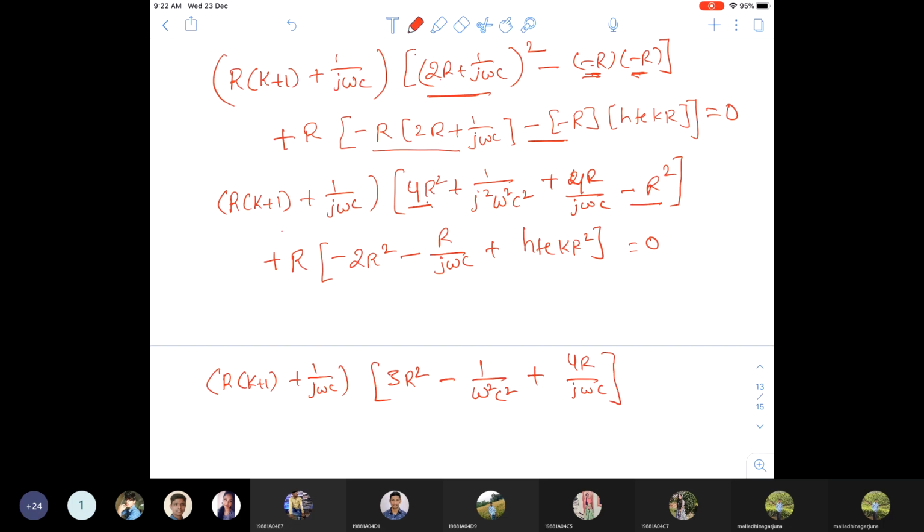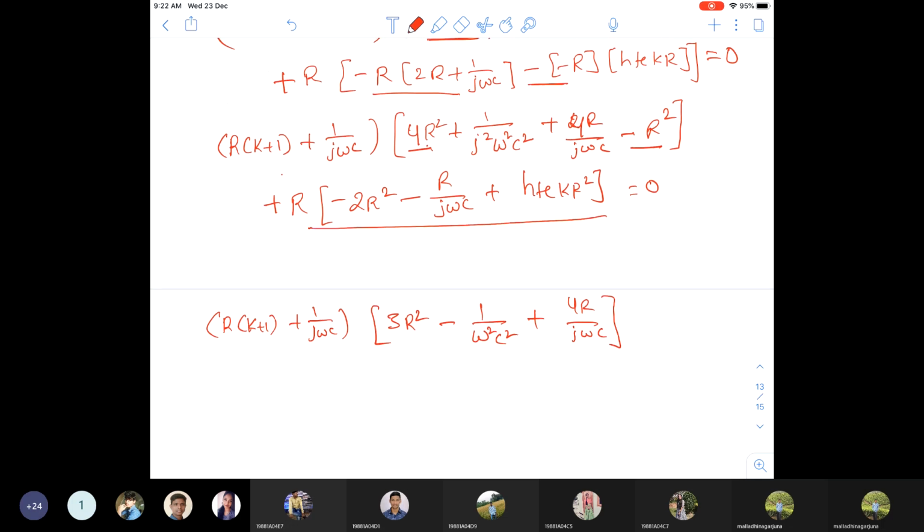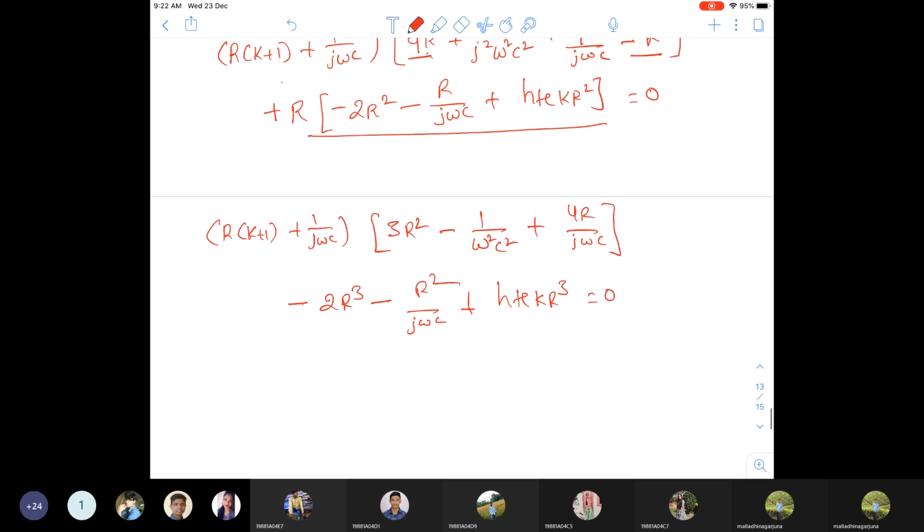So this is the term. Okay, so now you multiply internally here: minus 2r cube minus r square j omega c plus hfe k r cube equal to 0. Okay, now this is the equation.